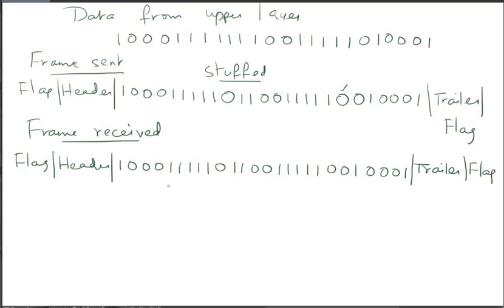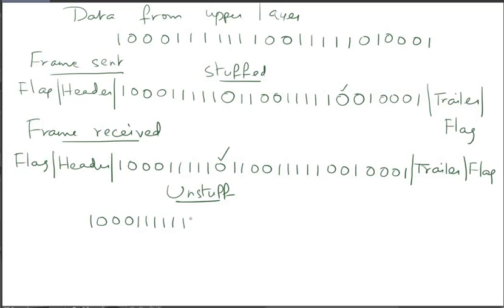Now the receiver will unstuff the extra bits which were added at the sending end. So this will be the unstuffed data: 1 0 0 0 followed by 5 ones, 1 2 3 4 5. Now after these 5 ones, the receiver will understand that this 0 doesn't belong to the data, so it will remove this 0 and take the next bits.